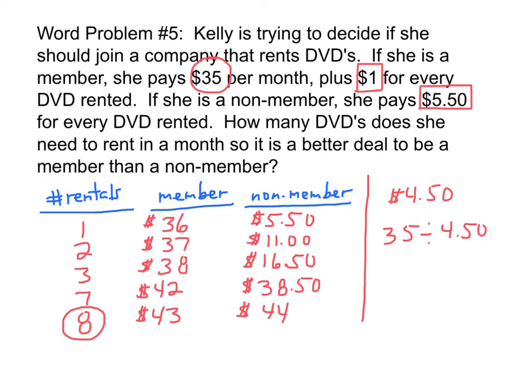If you do the math with that, you get 7.77, and it continues on, 7.7777. It's 7.7 with a line over the 7. Well, Kelly cannot rent 7.7 DVDs. That is the break-even point, which must mean that Kelly needs to rent those 8 DVDs, as shown this particular way, in order for it to be a better deal to be a member.